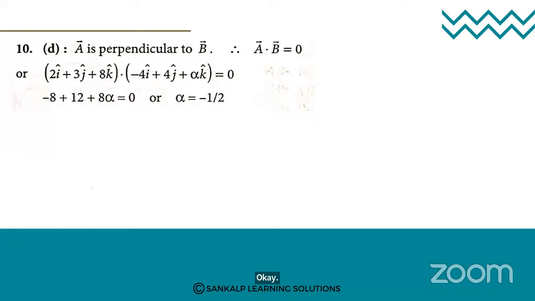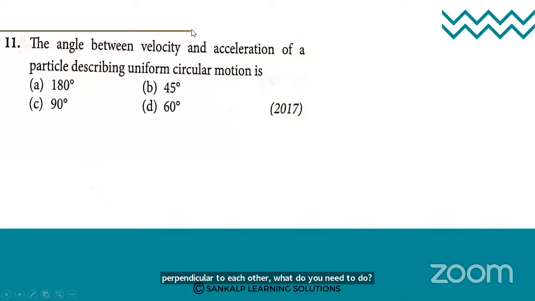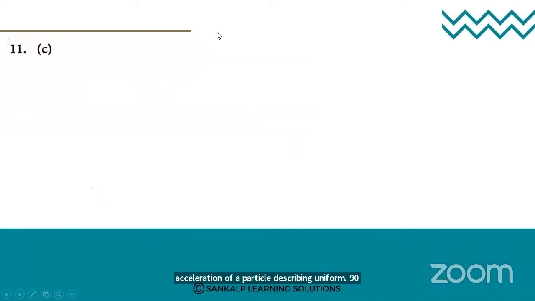So when they say the given vectors are perpendicular to each other, what you need to do is take the dot product. See that. The next question: the angle between the velocity and the acceleration of a particle describing uniform circular motion is. In uniform circular motion, the angle between the velocity and the acceleration is 90 degree. Yes, it is option C. Correct.